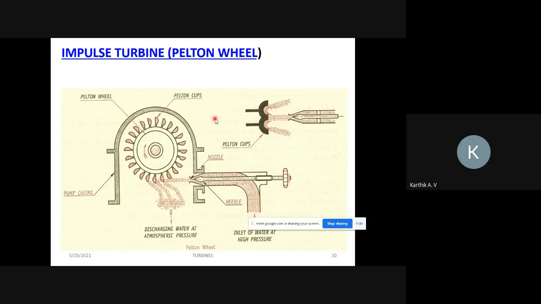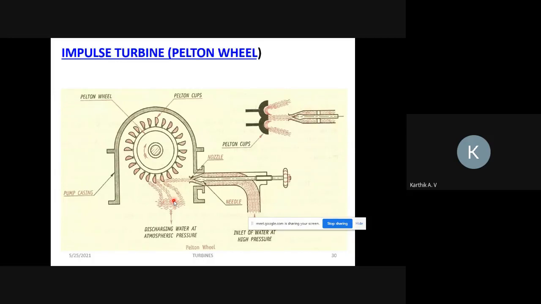Now we'll see the parts. This is the Pelton cup shape. Two cups are arranged here, and water is directly hitting the middle of the cup. After impinging, the water will be discharged, and the discharging water will be moving through this draft tube.